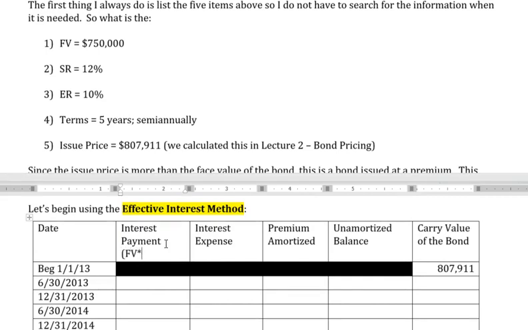All right, now to find the interest payment, remember the interest payment formula, we're going to take the face value of the bond times the stated rate of the bond times time. This will be very consistent with every single payment. We have to pay out the same amount every 6 months. So let's really quickly do that. I'm going to go back up here.